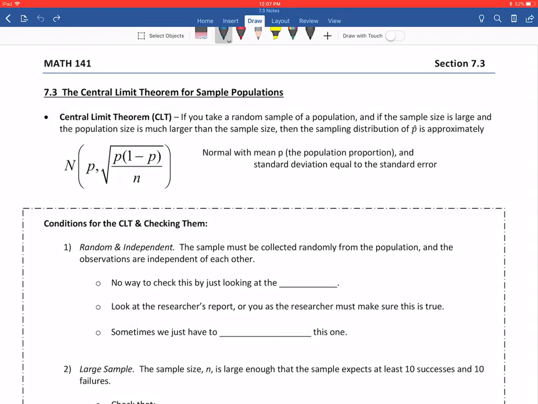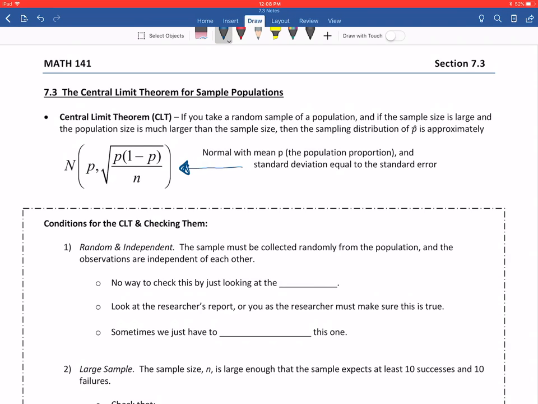Section 7.3, the central limit theorem for sample proportions. The central limit theorem, which you will see referred to as the CLT for short, says that if you take a random sample of a population, and if the sample size is large and the population size is much larger than the sample size, then the sampling distribution of p hat is approximately normal with mean p and standard deviation equal to the standard error. Okay, so that's the description in words.